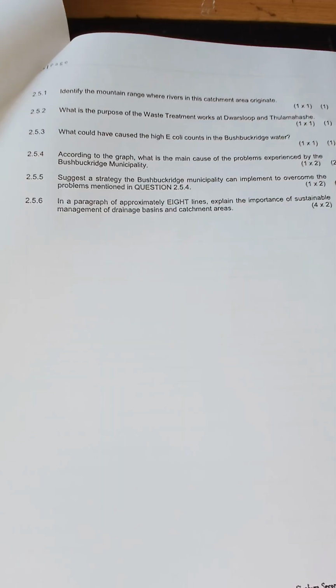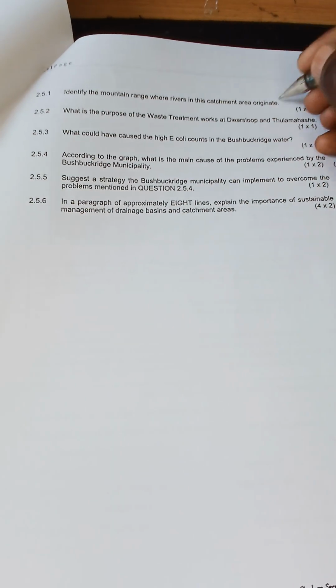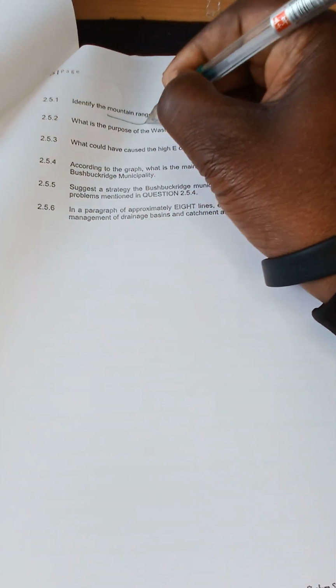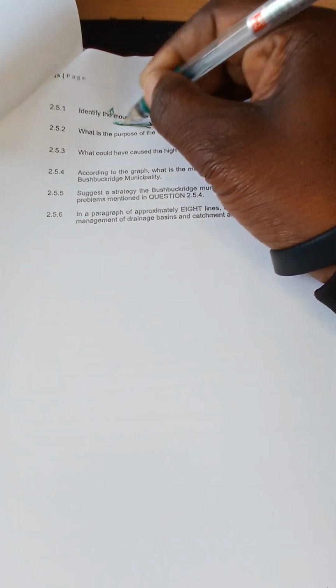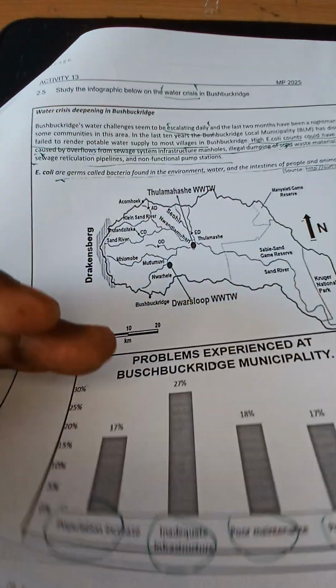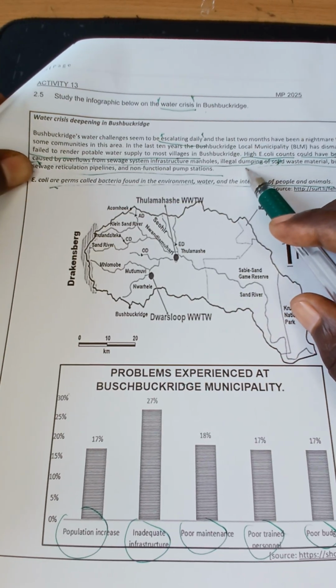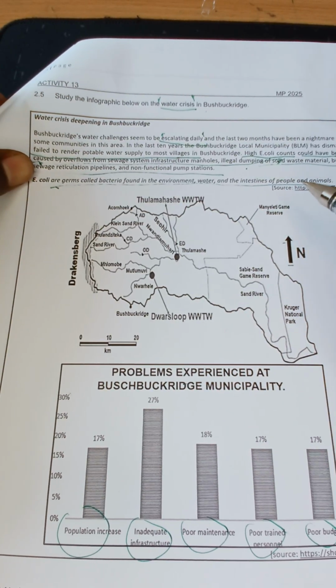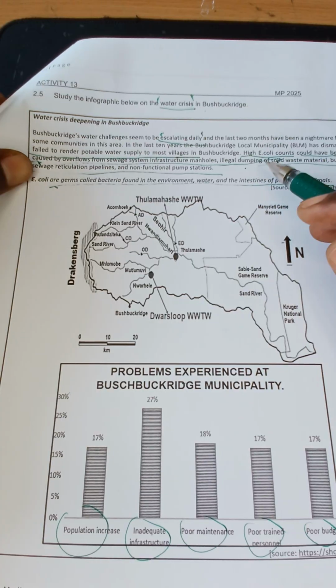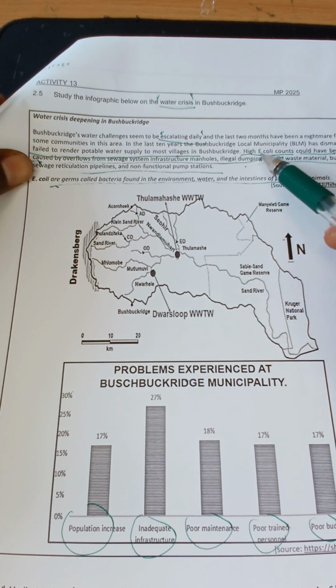So the first question reads, identify the mountain range where rivers in this catchment area originate. A mountain range is just a line of mountains, guys. That's what a mountain range is. Let's go back and see what this mountain range is. It's there, guys. Let's find it, so that we don't guess. We want to make sure that we have the correct information.